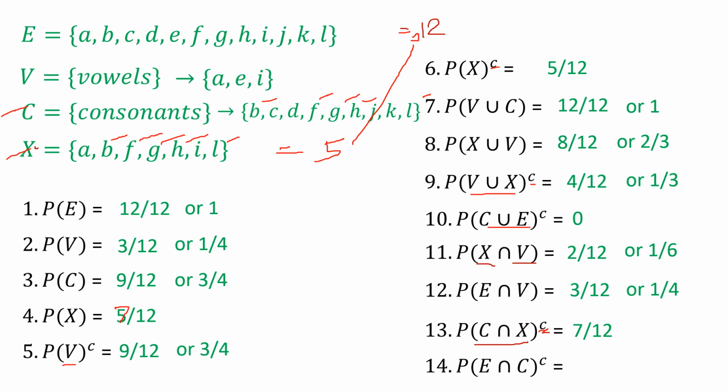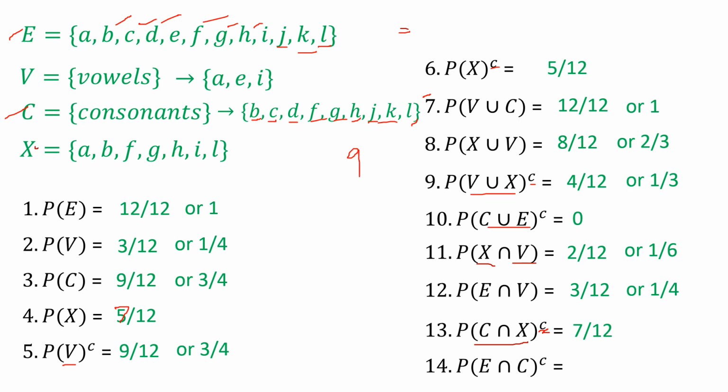Last one, number 14. Probability of E intersection C complement. Look at the common elements between C and E. Both do have B, C, D, F, G, H, J, K, and L. Upon counting, we have 2, 4, 6, 8, 9. They do have 9 total elements. But since our notation has a complement outside, we subtract this from the universal set, which is 12. So 12 minus 9, the answer is 3. So we have 3 over 12, or in simplest form, 1/4.